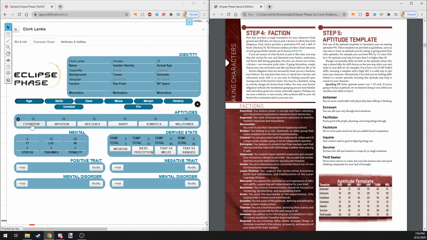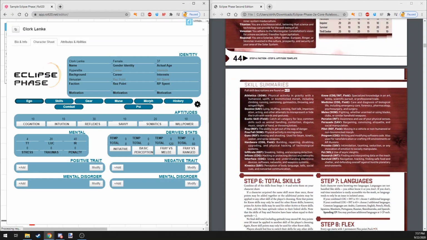You can read through what each of these do, but for my assassin, I'm thinking I'm going to care a lot about reflexes and somatics. So I'm going to take away 5 of cognition, 5 of intuition, and 5 of savvy, and put those 15 into reflexes for a total of 30. And then I'm going to reduce my willpower by 5 and put that into somatics. It's a little min-maxy, but it's what I'm going for. I want to be really good at what I do. All right, and so that's my aptitudes.